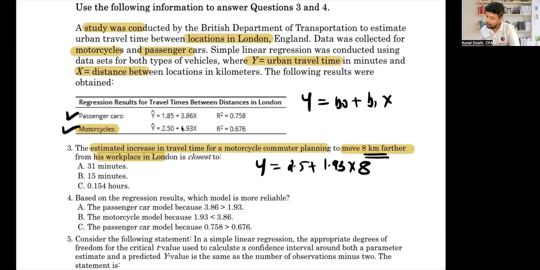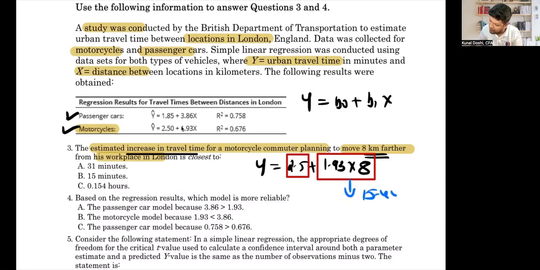Now, guys, estimated increase in travel time for a motorcycle to move 8 kilometers further from the workplace. 8 kilometers. Now, this 2.5 is the default, so don't include it. Only include the slope part, because 2.5 will always be there. How much is the increase due to 8? Multiply 8 with 1.93 and you will get around 15.44. Am I correct? Which is like 15 minutes.